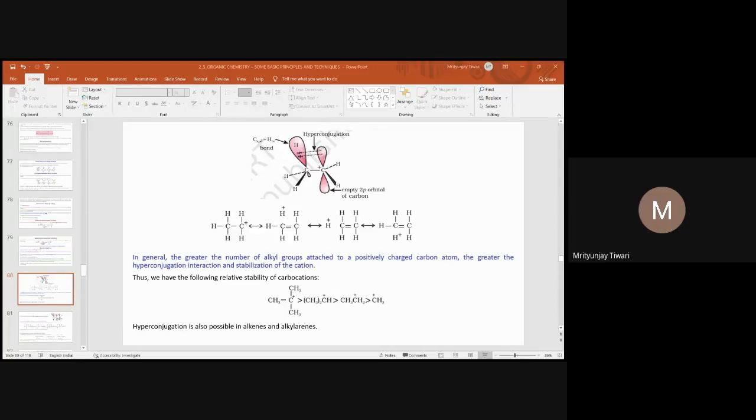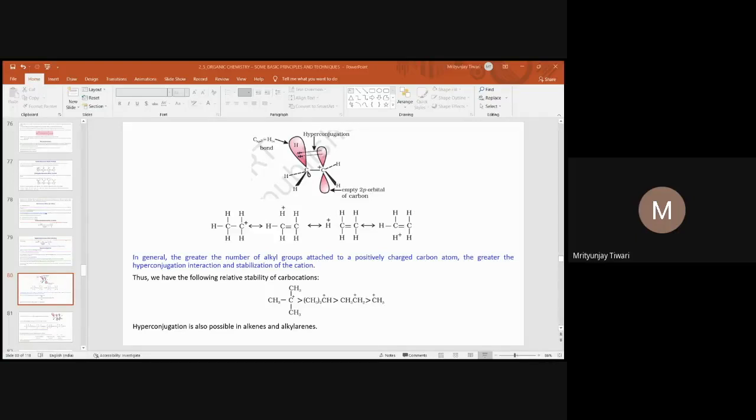Let us now see this question. Explain why this tertiary carbocation is more stable than this primary carbocation and the methyl carbocation. The reason I have already explained here: tertiary carbocation, secondary carbocation, primary carbocation, and methyl carbocation. The reason already explained here, because this tertiary carbocation will have 9 hyperconjugative structures.